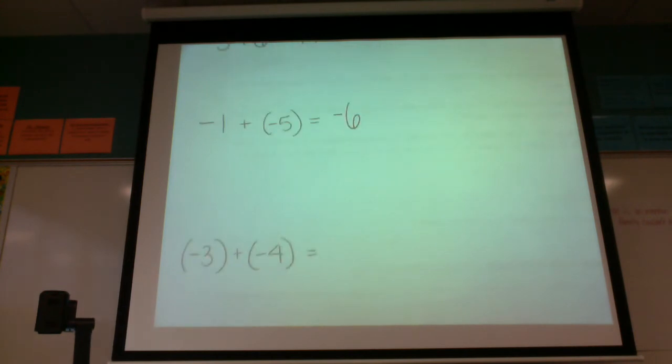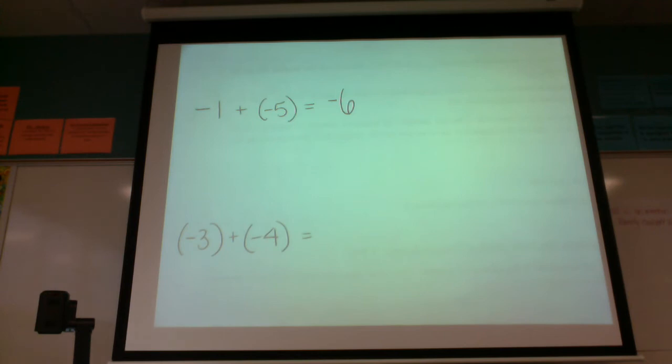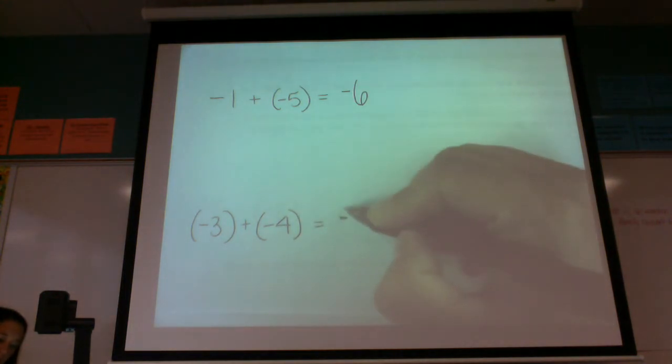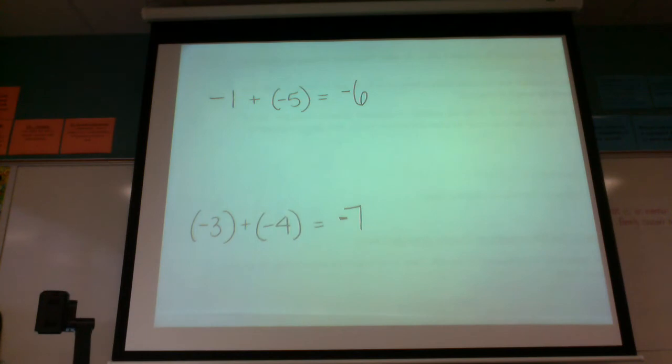Negative 3 plus negative 4. If you owe someone $3 and then maybe you lose money in the class store type situation, you're losing 4 more, that's going to be negative 3 plus negative 4, that's going to be negative 7. Okay.